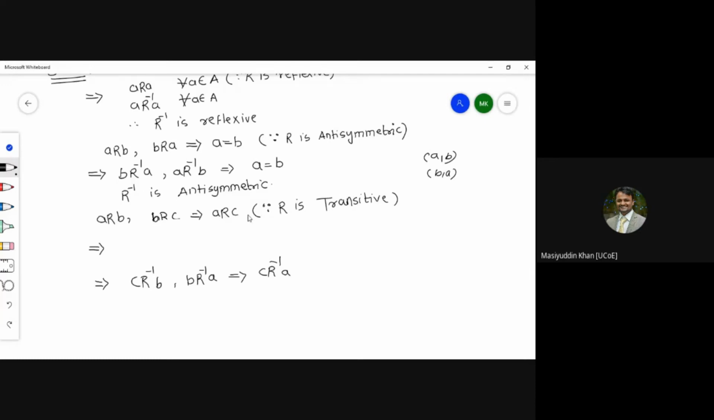Similarly, A related to C is here. So the inverse of this part is C related to A. And this, the whole thing is present. Therefore, R inverse is transitive. So therefore, R inverse is reflexive.